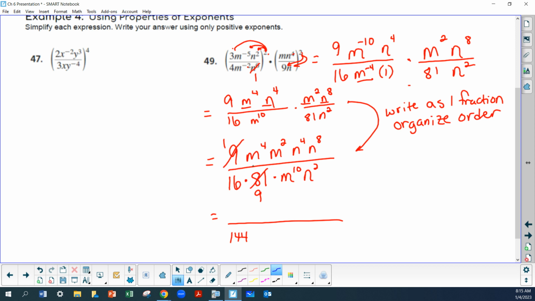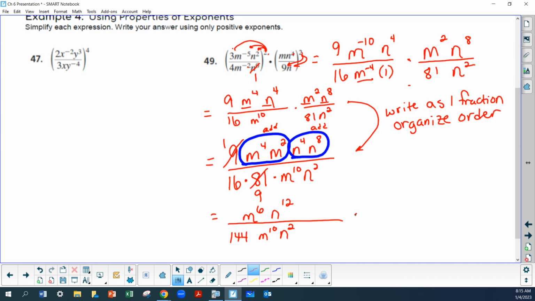Let's go back up to the top and let's pull together our m's. Yesterday's rules, we will add those exponents. So we get m to the 6th. What will you do with the n's? Yes, power times a power, we will add exponents. So n to the 12th. Okay, when I look down at the bottom, I still have m10, n2.